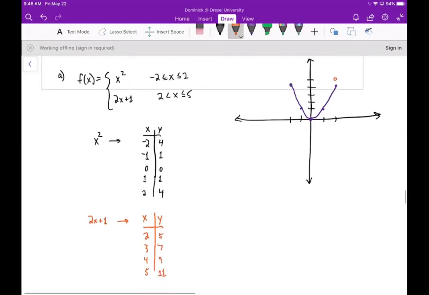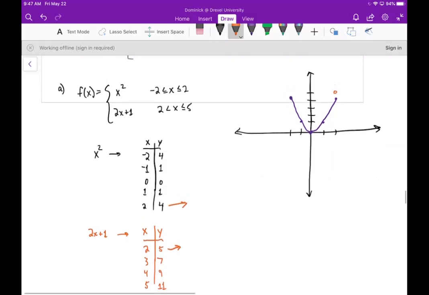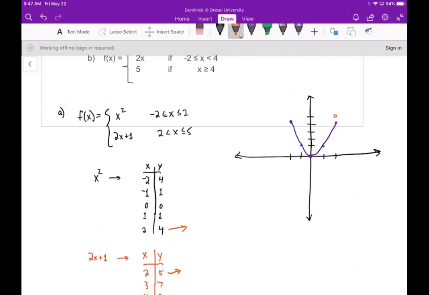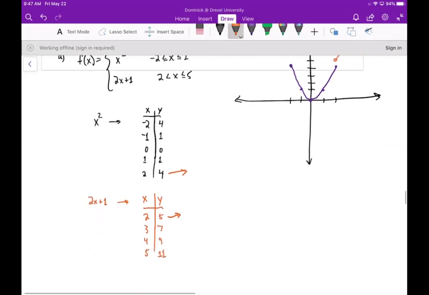Right? Because on this graph, my point is 2 comma 4, and on this graph, my point is 2 comma 5. Right? But this is a function, so I can't have overlap. So one of them needs an open circle, right? And of course, this one is going to look something like this. All right. Okay, so that's part A.